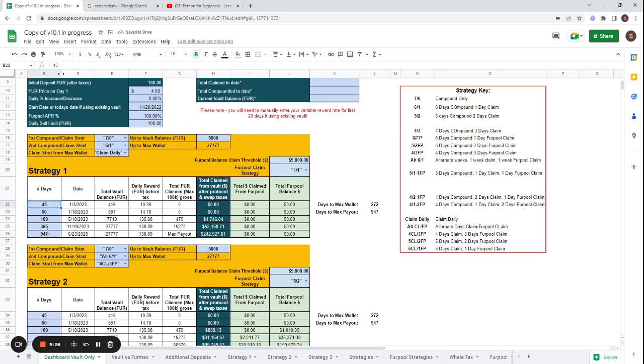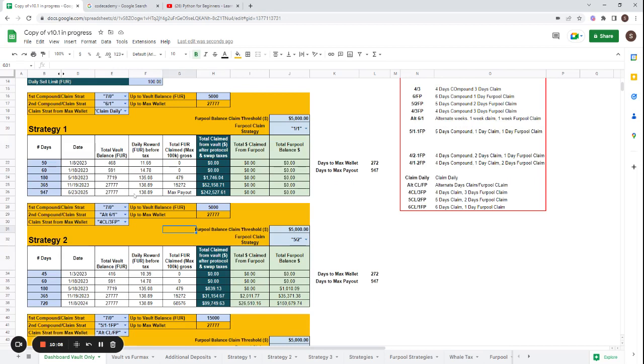So you can change these numbers here on the left-hand side to look at different dates. If I wanted to look at day 50, see it there, et cetera. So on day 947, we're going to hit max payout. Based on a $4.50 price of fur, we will have claimed out a total of 242 grand. That is essentially what you would have in your MetaMask. That is after all system taxes. So after your claim taxes, your whale taxes, your swap taxes, this is what you'd be left over with.